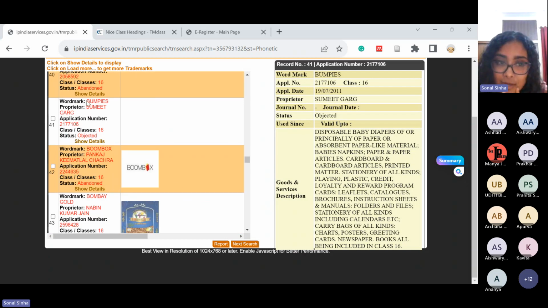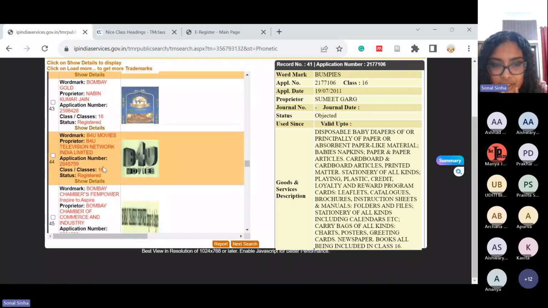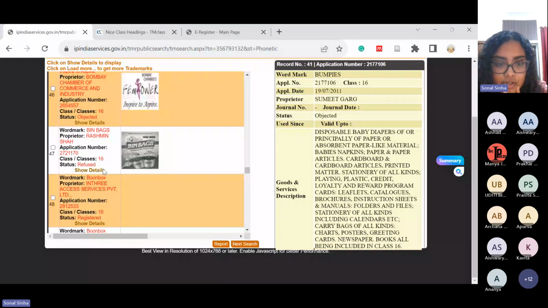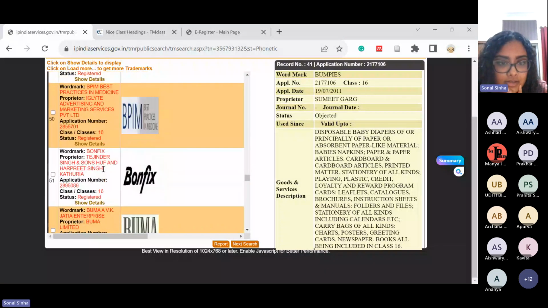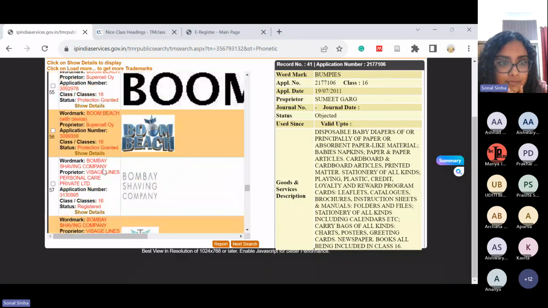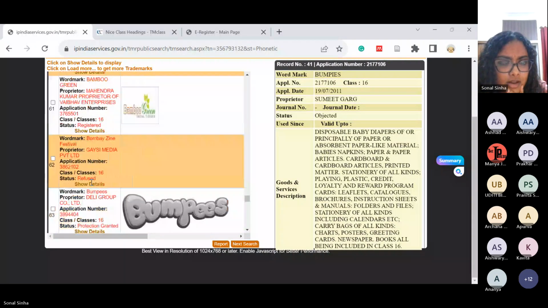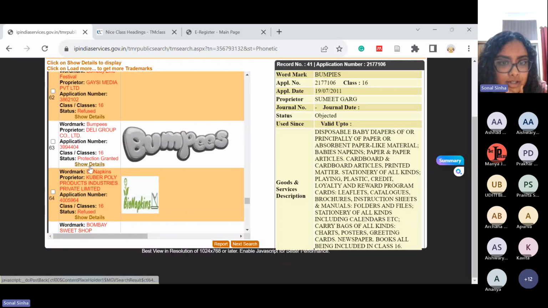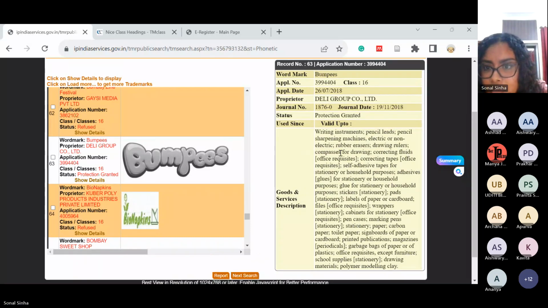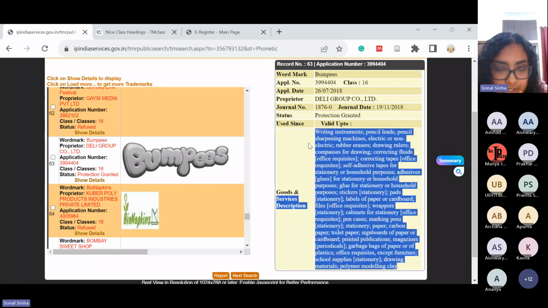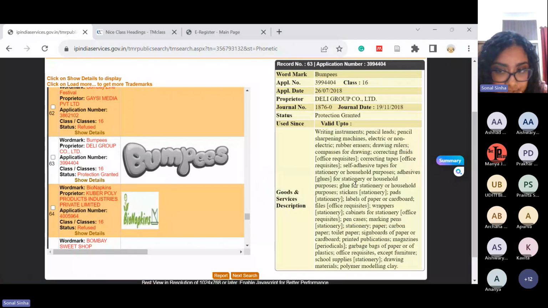And then again, you can also say that bump is something that relates to baby bump. So bump is sort of a common word in the industry. So it should not be something that the opposite party should cry about. Bumpies, again, protection granted. I'm believing it's something related to... Right. So it's mostly stationery. So again, now that you see that it's bumpies and they're selling stationery.